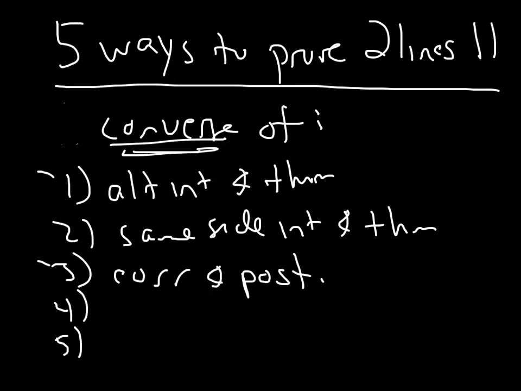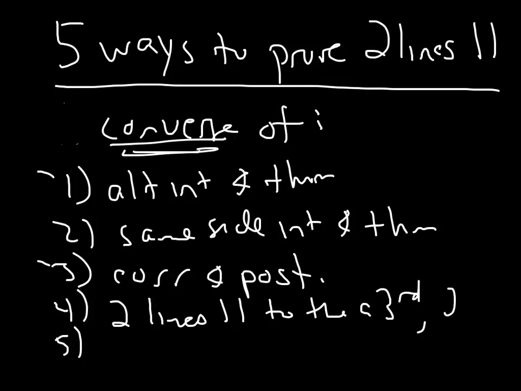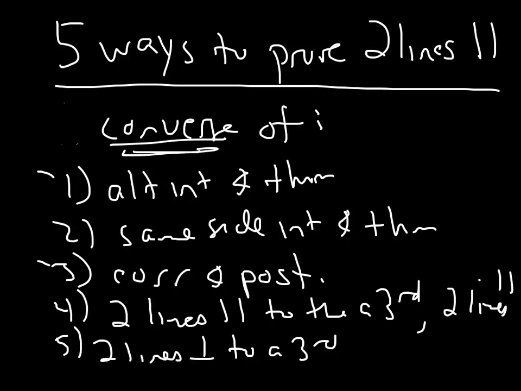The last two methods are rarely used. If you know two lines are parallel to a third line, then we know those two lines must be parallel. Or if you know two lines are perpendicular to a third line, then those two lines must be parallel.